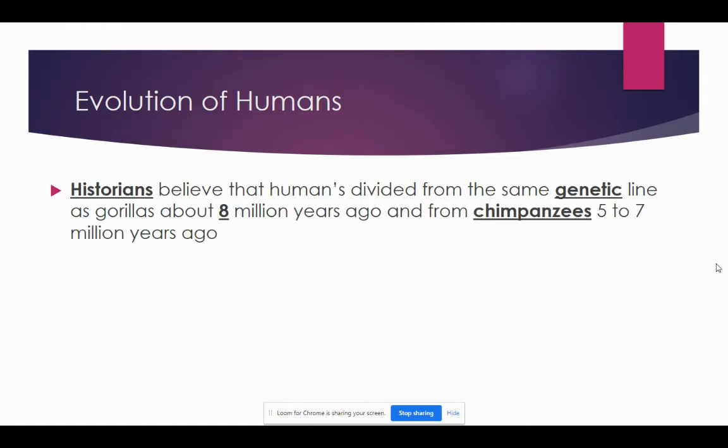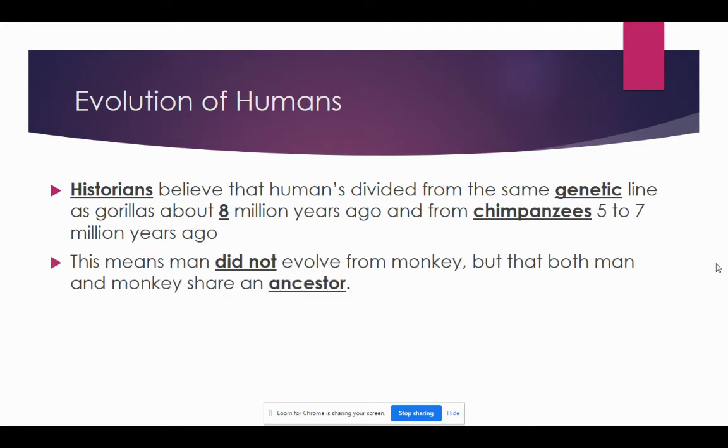Historians believe that humans divided from the same genetic line as gorillas about 8 million years ago and from chimpanzees 5 to 7 million years ago. This means that man did not evolve from monkeys, but both man and monkeys share an ancestor. So at some point in our history, our great-great-great-great-great-great-grandparent is both the grandfather of humans and monkeys. We did not evolve from monkeys. We were never monkeys. We share a common ancestor, but we did not evolve from monkeys. Monkeys are just our very hairy cousin.